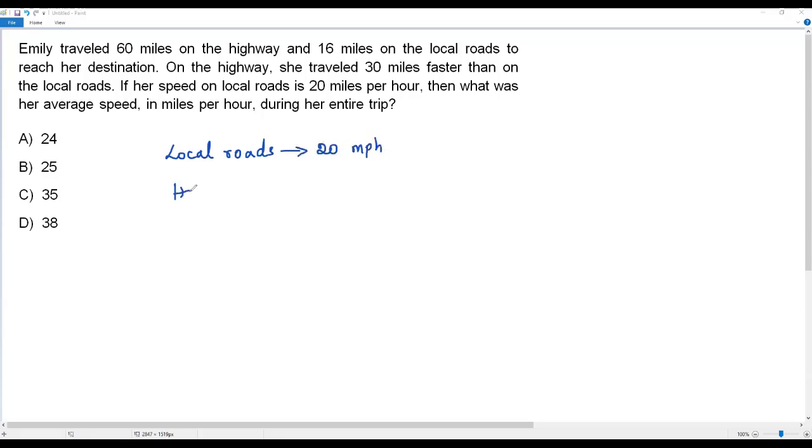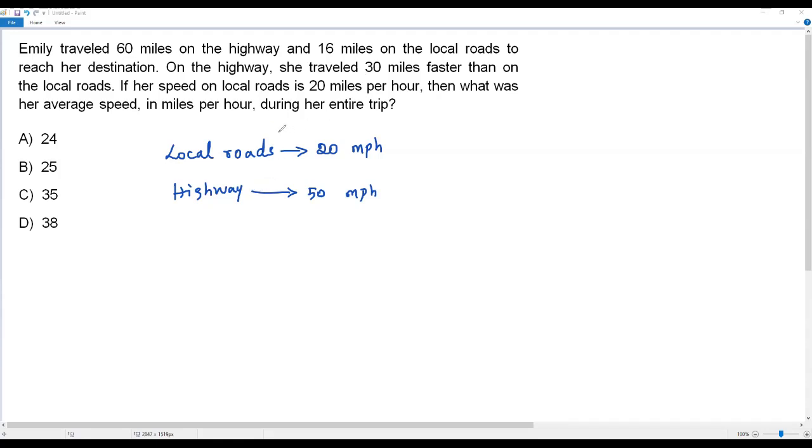And also let's write the speed on the highway. So what is the speed of Emily on the highway? There is information that on the highway, she traveled 30 miles per hour faster than on local roads. We already know the speed on local roads is 20 miles per hour. So on the highway, it has to be 30 more than this 20. Then what is the speed on the highway? 20 plus 30, that is 50 miles per hour. Okay, now we have the speed on the local roads and highway as well.